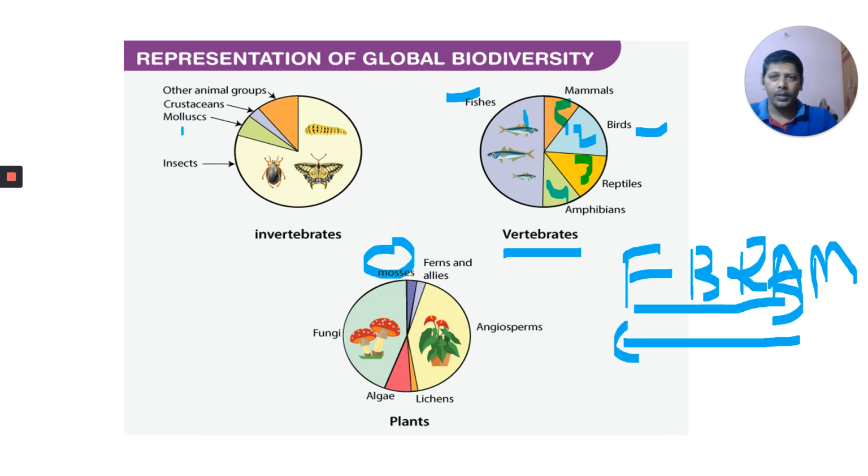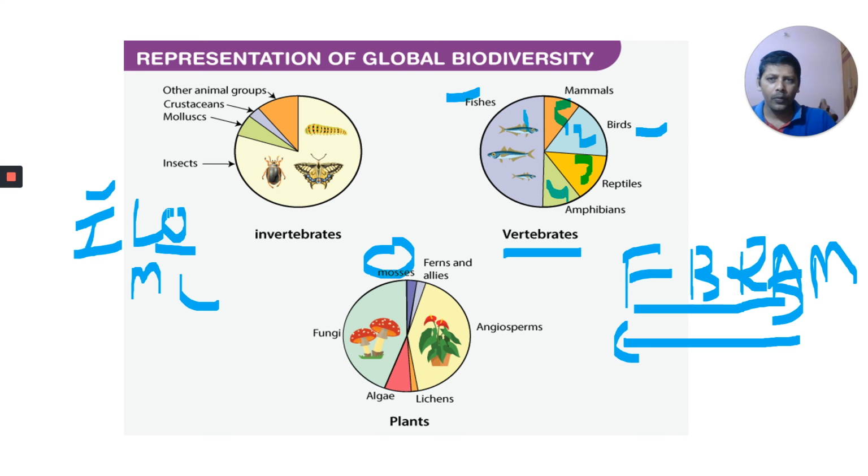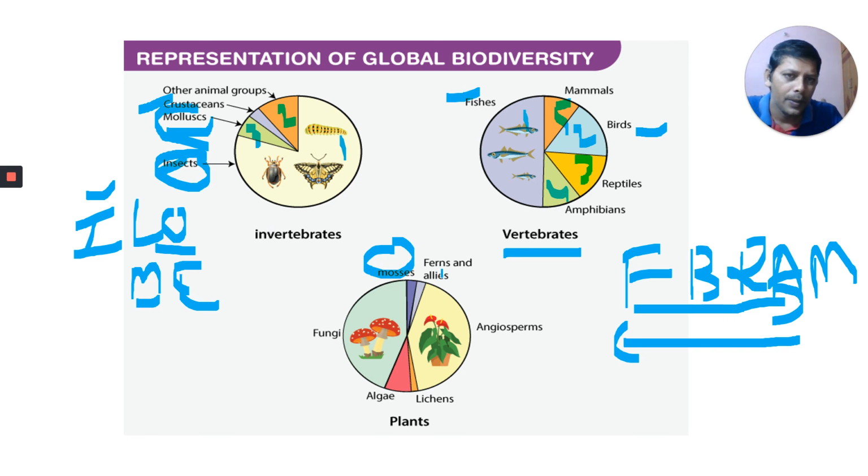I also told you one more trick here: I love my country. In love, you have to take O. I, insects, highest in number, followed by O, other animal groups. This is the first, second, and third. I love my mollusk country, crustaceans. These crustaceans are arthropods; insects are also arthropods. Mollusks belong to the second largest phylum, Mollusca, and crustaceans and insects belong to Arthropoda, which is the largest phylum. The largest class is the class Insecta.